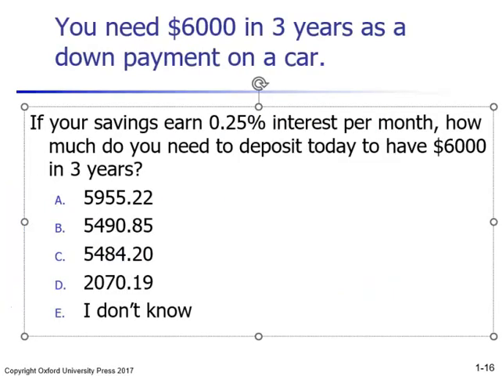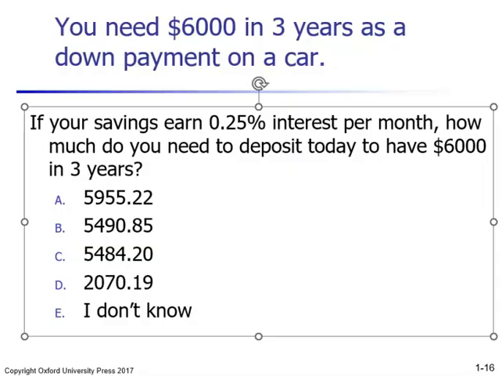Here we have an interesting challenge. Let's do it together. Okay, you need $6,000 in 3 years as a down payment on a car. If your savings earn 0.25% interest per month. So since the interest is per month, the amount is less.